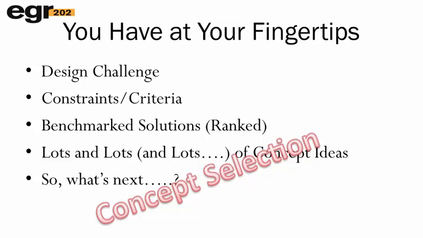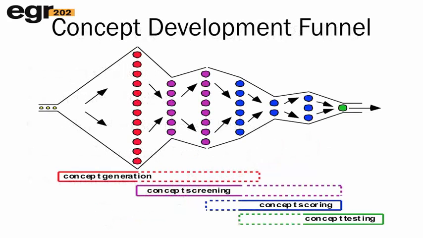And how are you going to judge that? You're going to judge it based on the criteria and constraints that you developed from the customers at the beginning of the project. So here's the process sort of graphically. You have ideas coming in, they're little yellow dots on the left side, and you generate lots of concepts. Those are the red dots.